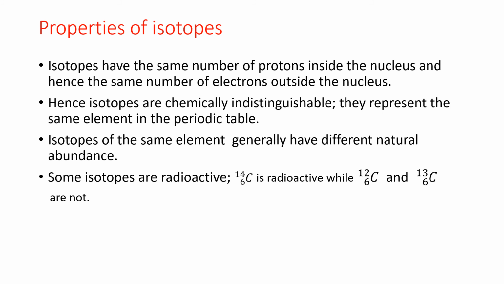Third, in most cases, isotopes of the same element do not occur to the same extent in nature. In other words, they have different natural abundances in most cases. For example, carbon-12 is extremely abundant, the remaining are not. Now some of the isotopes may be radioactive, but some other isotopes may not be radioactive and are stable. Carbon-14 is radioactive, while carbon-12 and 13 are not radioactive.